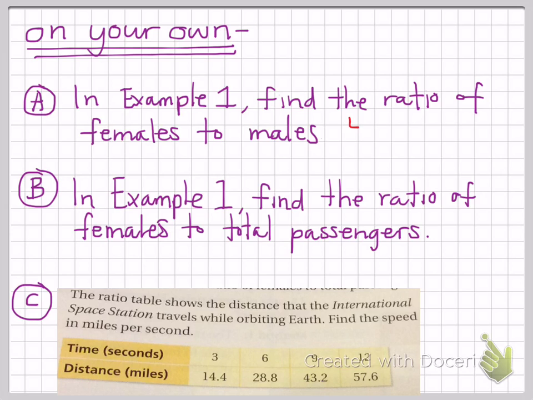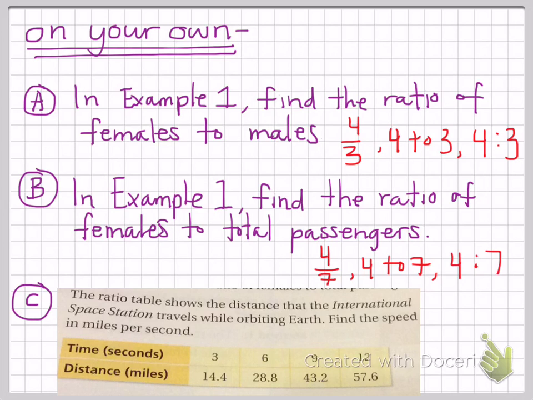A, you should have gotten 4/3, or you could have written 4 over 3, or you could have done 4:3. Order does matter in this case, okay? Females, 4 would go first. Now for B, you should have gotten 4/7. You should have added the females and males to get the total amount of passengers. So you could write it as 4/7, or you can write it as 4:7. High five yourselves if you got it.